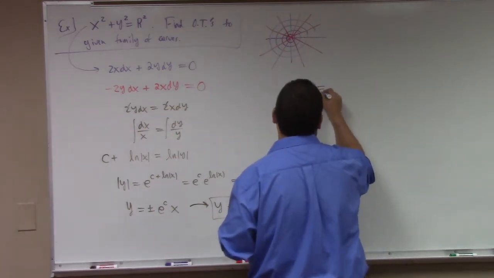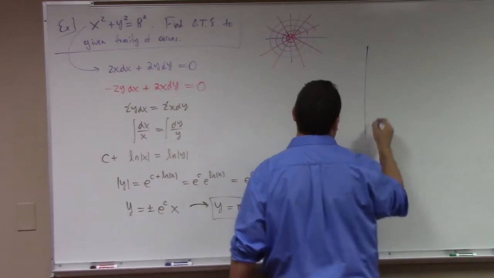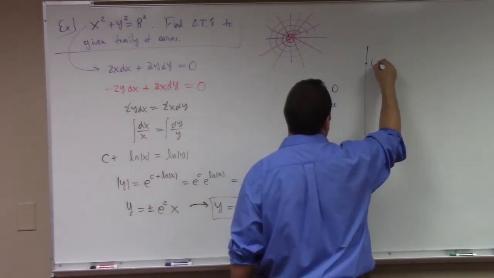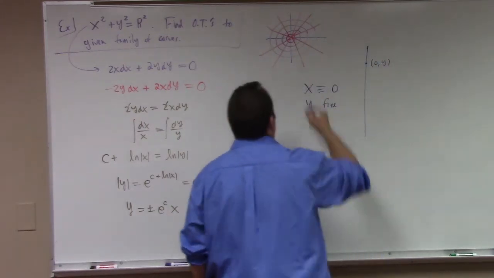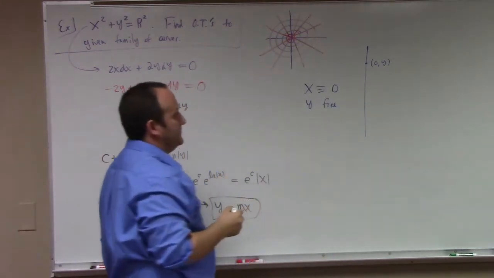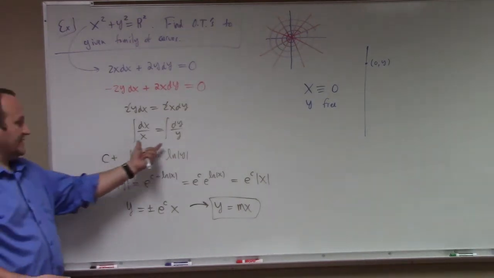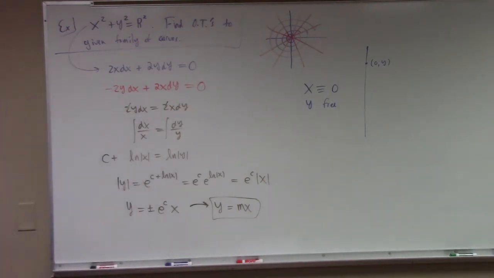X identically equal to 0, y free. You know, this point, yeah? I mean, that's this guy right here. That's definitely an orthogonal trajectory from just geometric reasoning. But that's not in my solution, right? That's just because I divided by y. Well, it's because I divided by x. However you want to look at it.